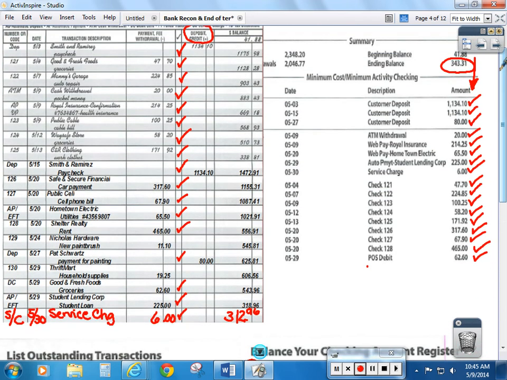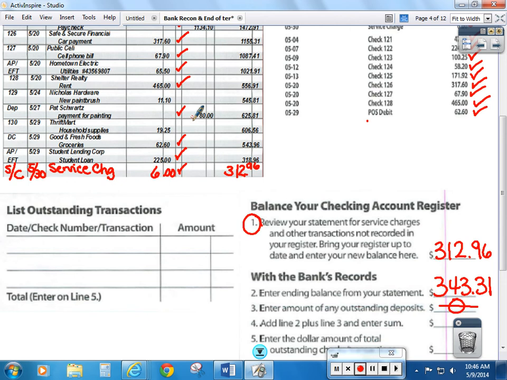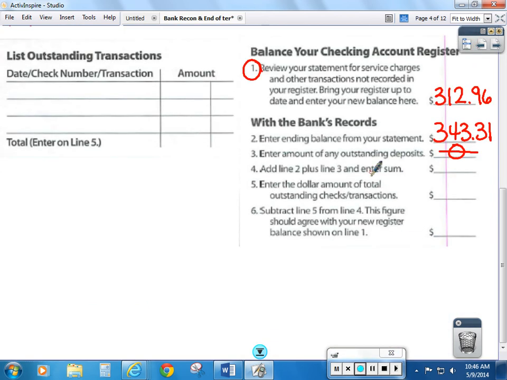Now, outstanding, as we said, means that the bank does not yet know about it. Another way to look at it is any deposits, anything in this column right here, that does not have a check mark on it. Well, all of our deposits have check marks on them, so we know that we don't have any outstanding deposits. If one of these did not have a check mark beside it, we would enter that number right there. Okay? Step 4, add line 2 plus line 3 and enter the sum, $343.31, because we just added these two together.